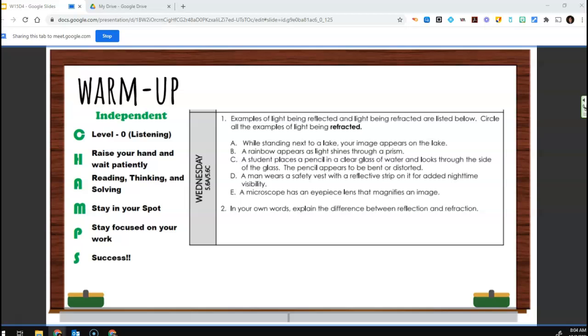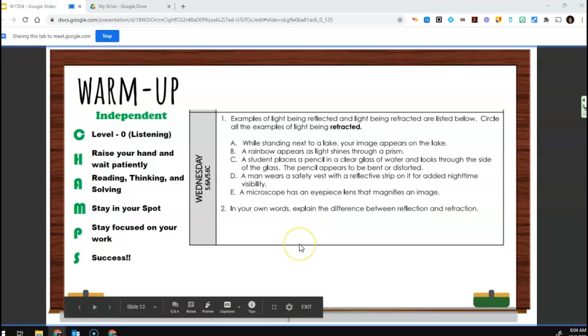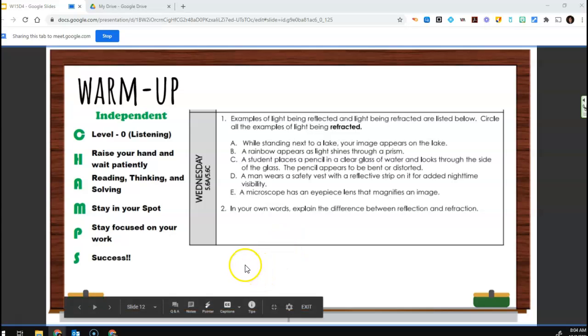All right. So, again, we're going to complete Wednesday and Thursday. I'm going to give you a little bit more time today to finish both of those, and then we will go over them.